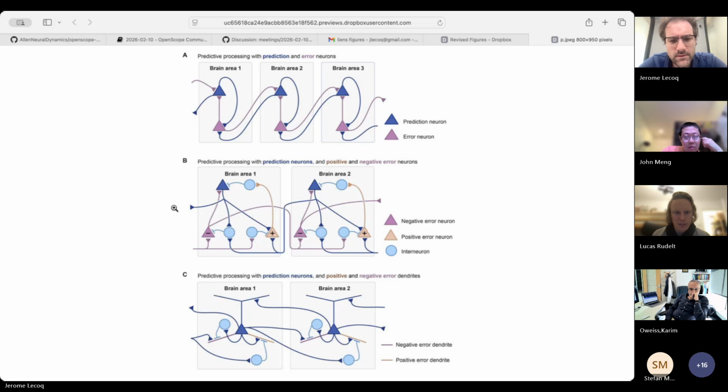But why is the positive error not going from brain area 1 to 2? Or am I misreading? We initially put it in the figure and it was very hard to read, because now you have so many wires. Yeah, okay.